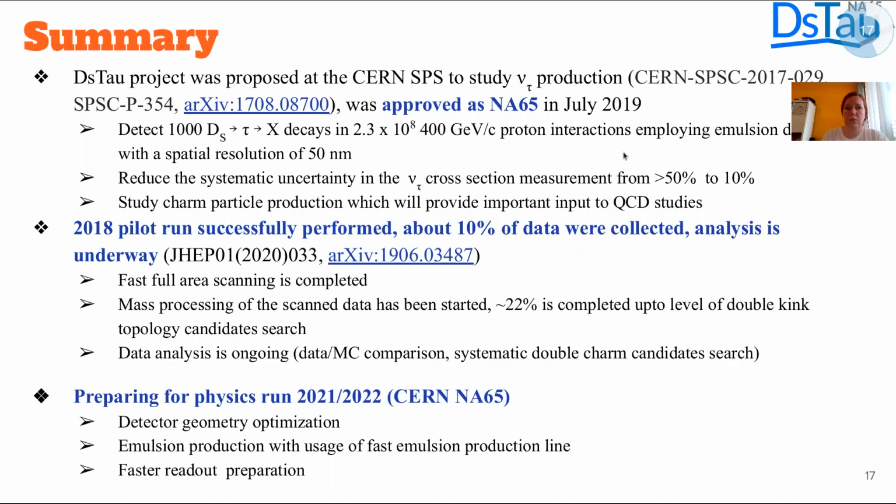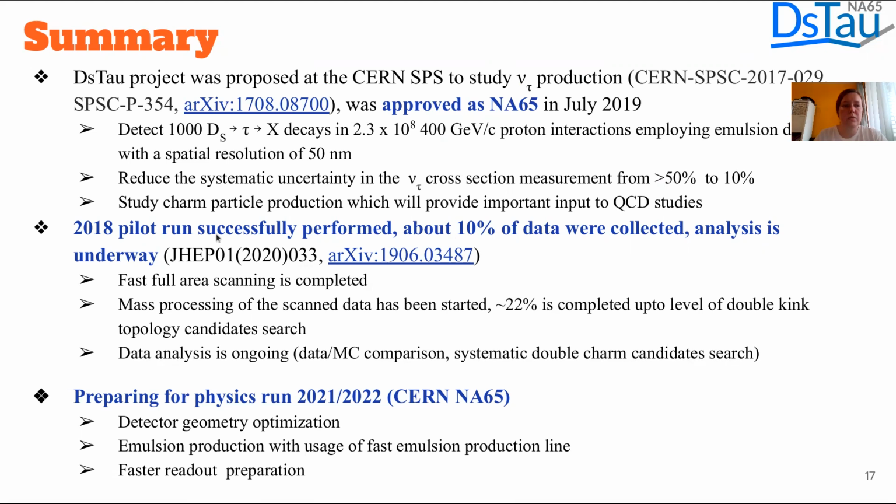To summarize my talk, I would say that the DsTau project was proposed at CERN SPS to study tau neutrino production and was approved as NA65 2 years ago. We are aiming to detect 1,000 DsTau decays in 400 GeV proton interactions using an emulsion detector. We are planning to reduce the systematic uncertainty in the tau neutrino cross-section measurement from more than 50% to 10%, and to study charm particle production.